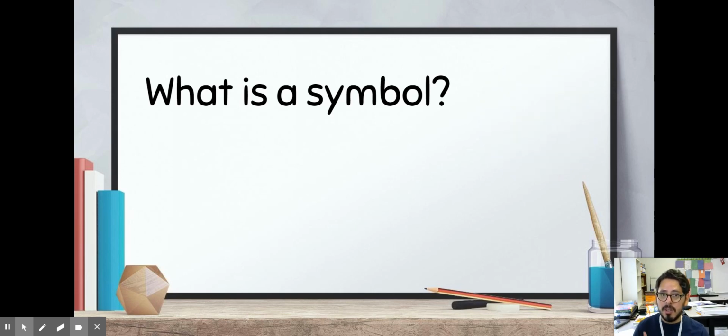Okay, I guess you're done and you wrote your answer. So a symbol pretty much is something that represents something else. It's an item, it's a thing, it could be a place, it could be an object that represents something else. Were you close? Okay, let's do another one.